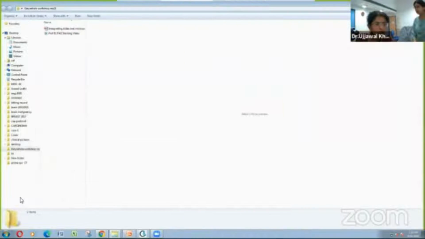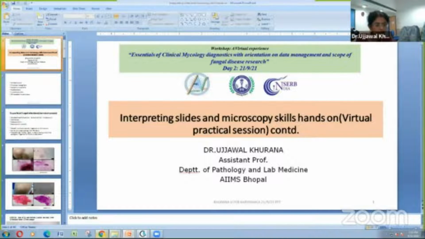So here we have a 1.5-year-old girl child with what Dr. Sadi had shown, the annular plaques, and these are the KOH mounts showing mycelium and inflammation.